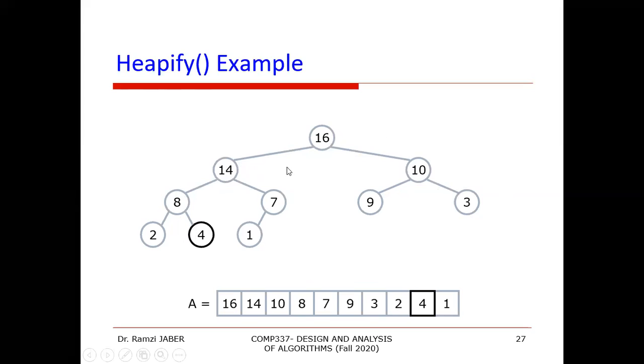16, 14, 10. 14, 8, 7: less than, true. 8, 2, 4: less than 8, true. 1 less than 7, true. 9, 3 less than 10, true. Okay, so it's a sorted heap. Any question here? Any question on how heapify works? Good.